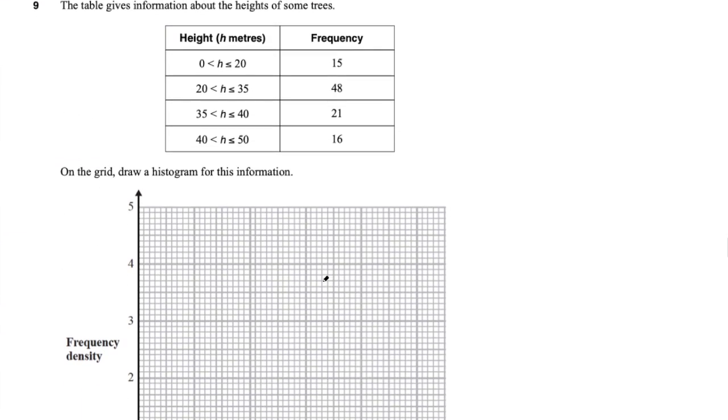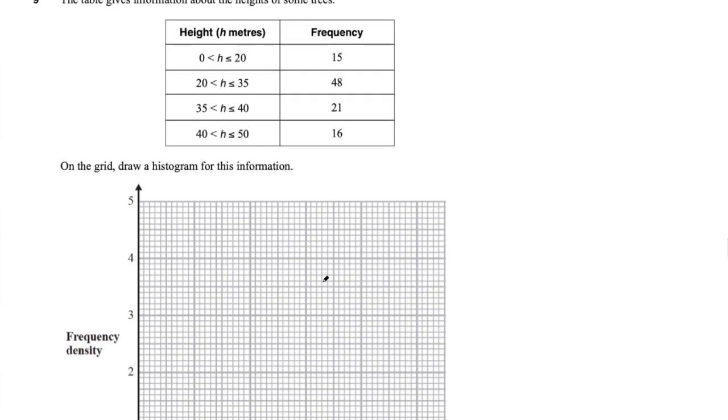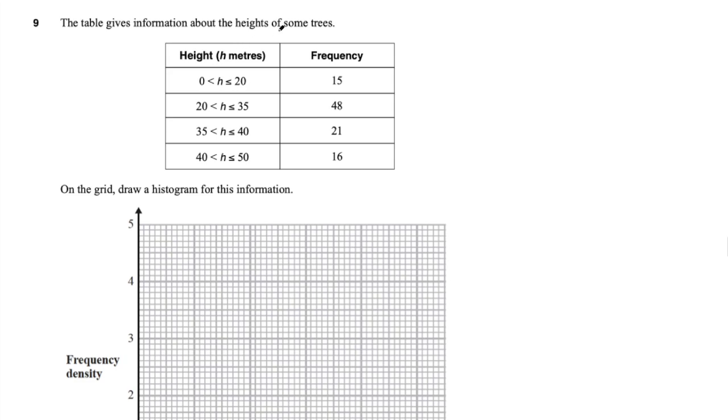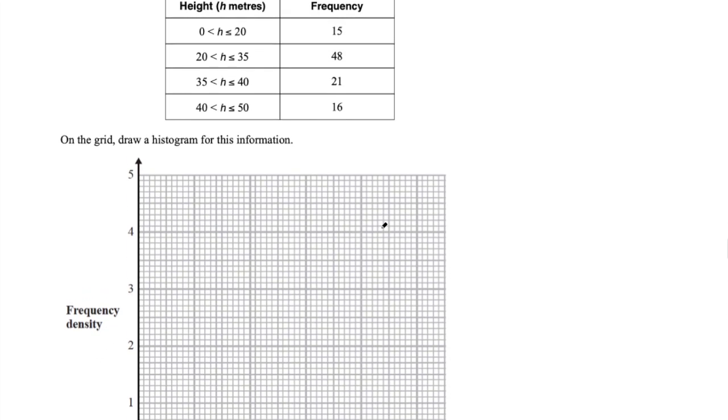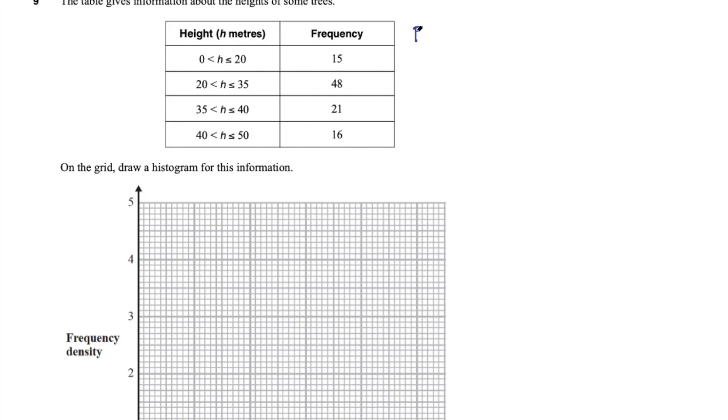Couple more questions. We've got some histogram questions here. So this is a fairly typical draw a histogram question. It says the table gives information about the heights of some trees. So here's the table and the frequencies. On the grid, draw a histogram for this information. We have the heights on the horizontal axis and the frequency density on the vertical axis. And to draw a histogram, you want to work out the frequency densities. To work this out, you do the frequency divided by the class width. That's what gives you the frequency density.